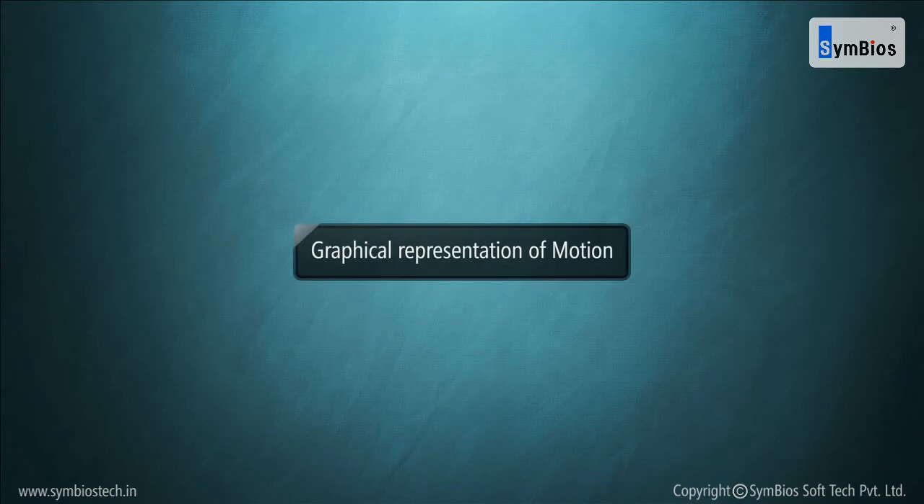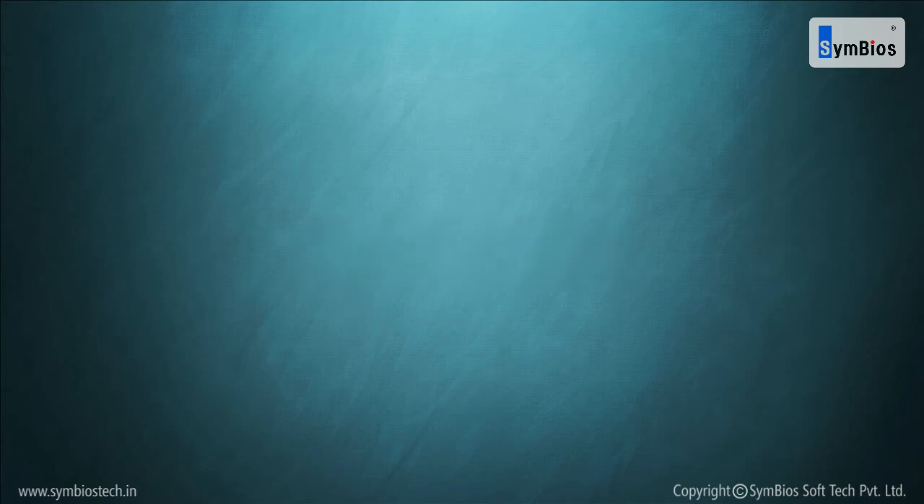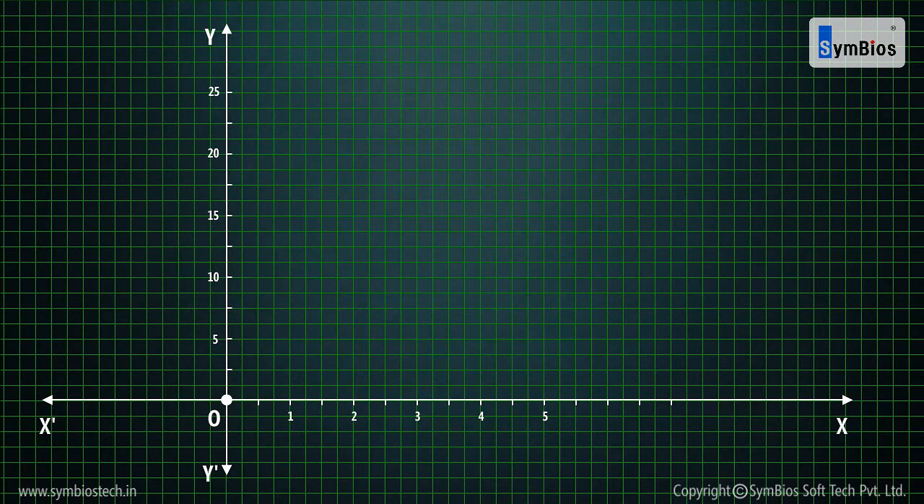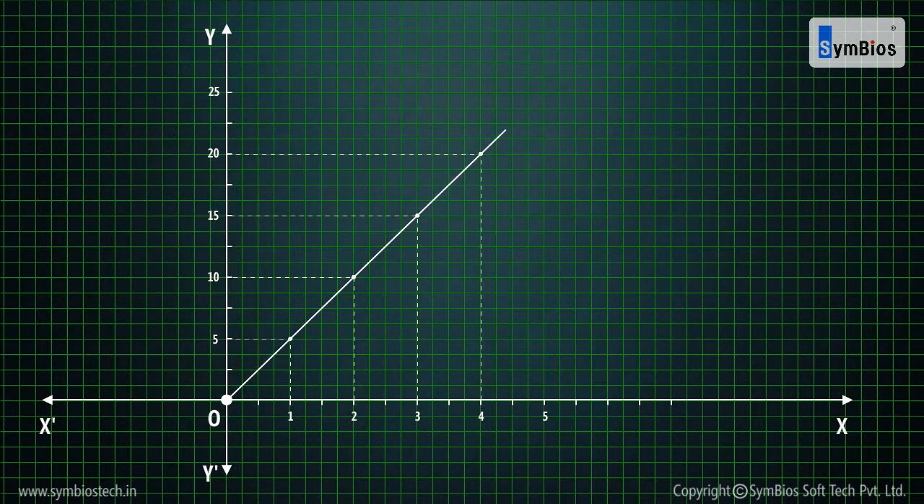Graphical representation of motion. Using line graphs, we can study the motion of an object. Line graphs show dependency of one physical quantity on another physical quantity. Example, dependency of distance or velocity on time.